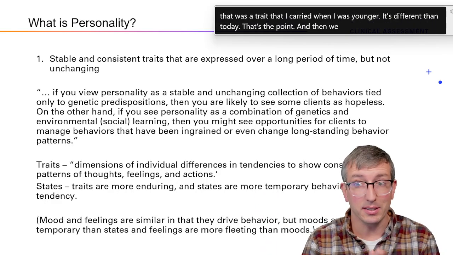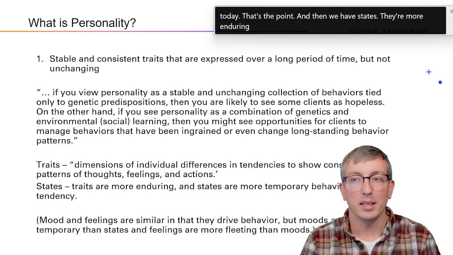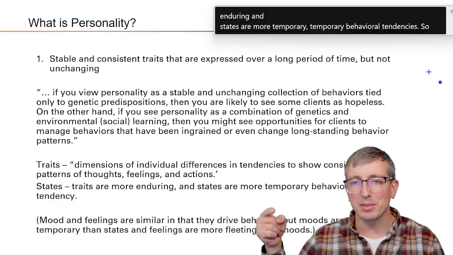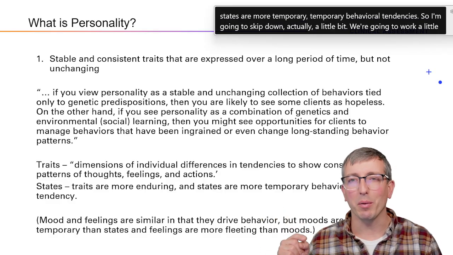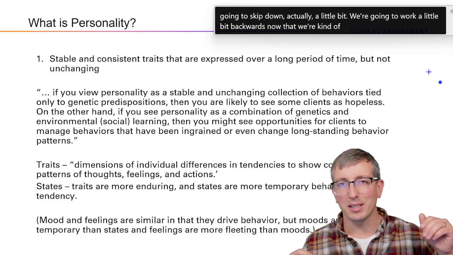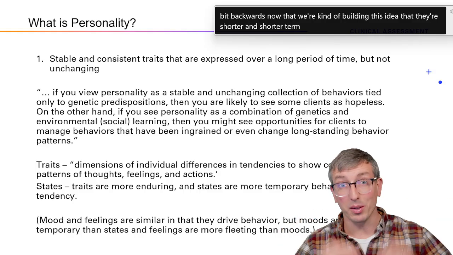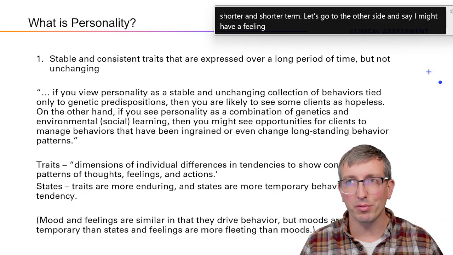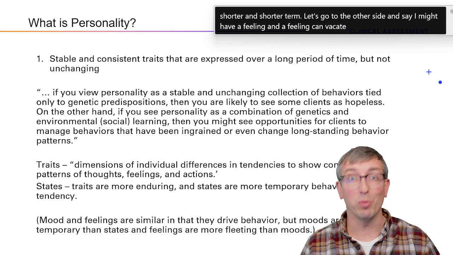And then we have states. States are more temporary behavioral tendencies. So I'm going to skip down actually a little bit, and we're going to work a little bit backwards. Now that we're building this idea that they're shorter and shorter term, let's go to the other side and say, I might have a feeling, and a feeling can vacillate from moment to moment.